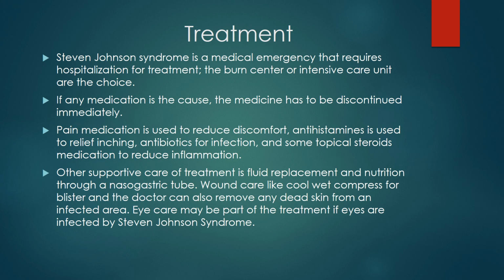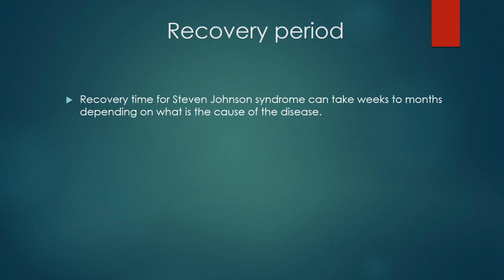Other supportive care that can be done is fluid replacement and nutrition through a nasogastric tube, and wound care like cool wet compresses for blisters. The doctor can also remove any dead skin from an infected area. Eye care may also be part of the treatment if the eyes are affected by Stevens-Johnson syndrome. A recovery period can take weeks to months depending on the cause of the disease and how much of the skin is affected.